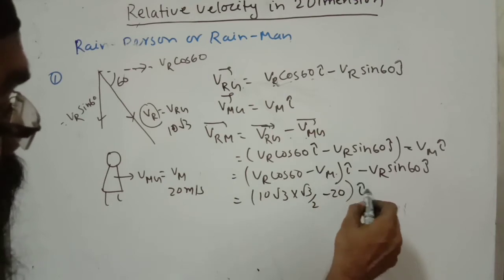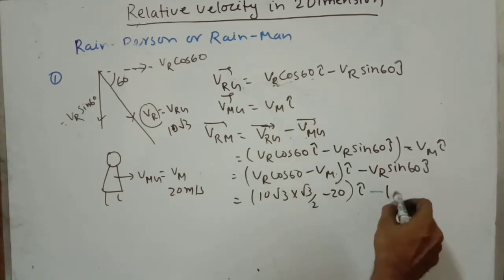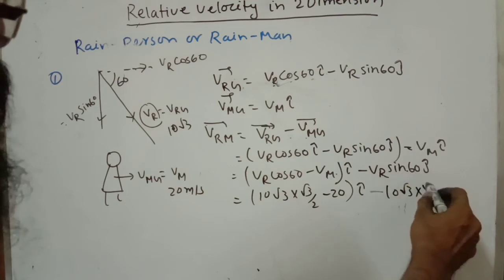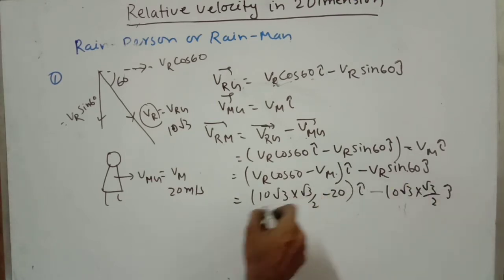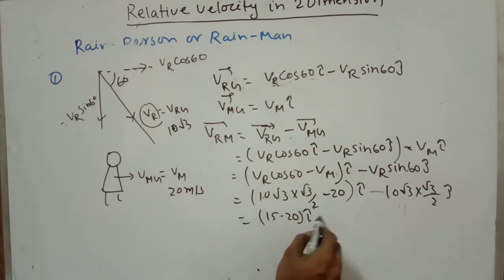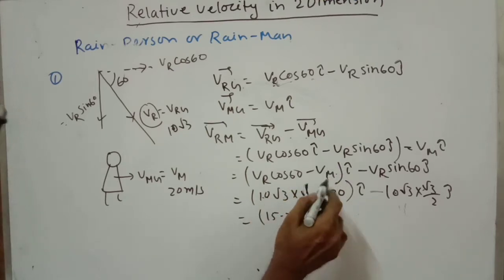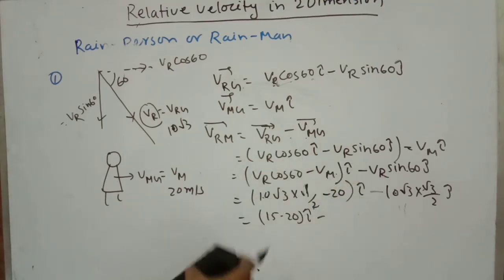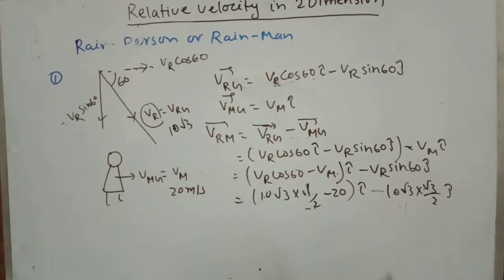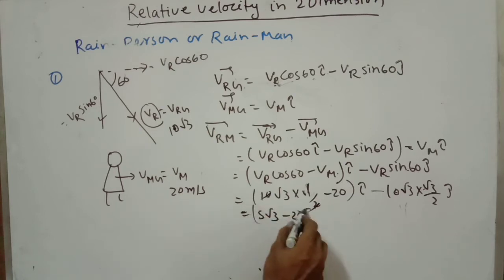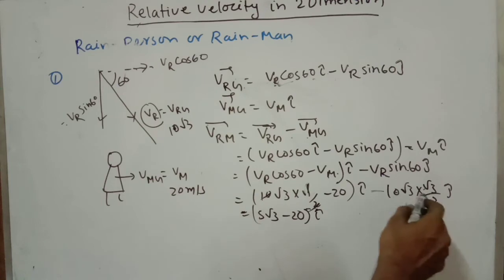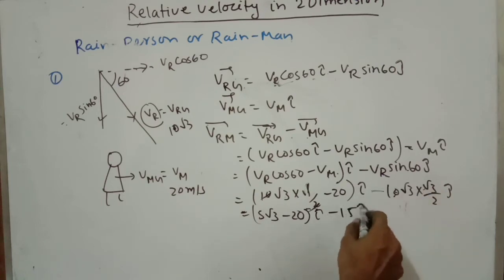Okay, so 20 meters per second. Here we have 10 root 3, and sin 60 you can write as root 3 by 2 j cap. So 30 by 2, that's 15 j cap, minus 20 i cap. Cos 60 is 1 by 2, so here you can write 5 root 3 minus 20 i cap, and 15 j cap.